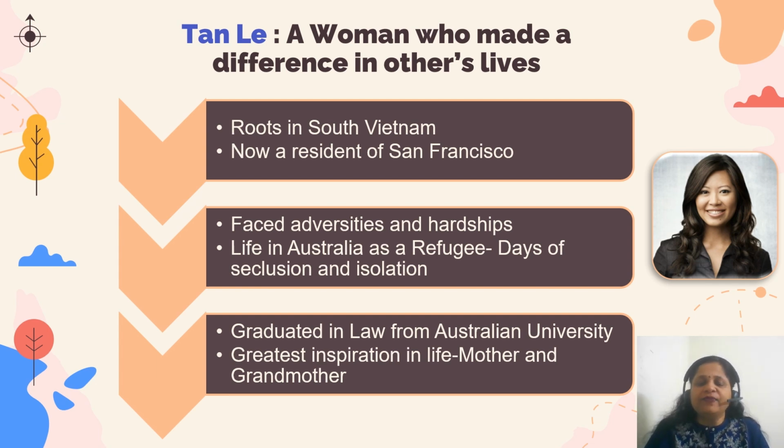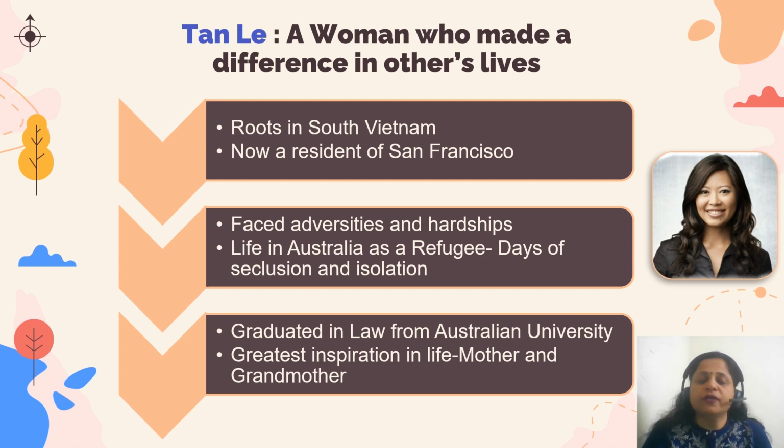So Tan Le basically has her roots in South Vietnam. She's a native of South Vietnam. Until the age of 4, she lived in South Vietnam. But now she is a resident of San Francisco. So can we connect the word immigrant over here? Yes, of course. Tan Le is now an immigrant living in San Francisco with her roots in South Vietnam.